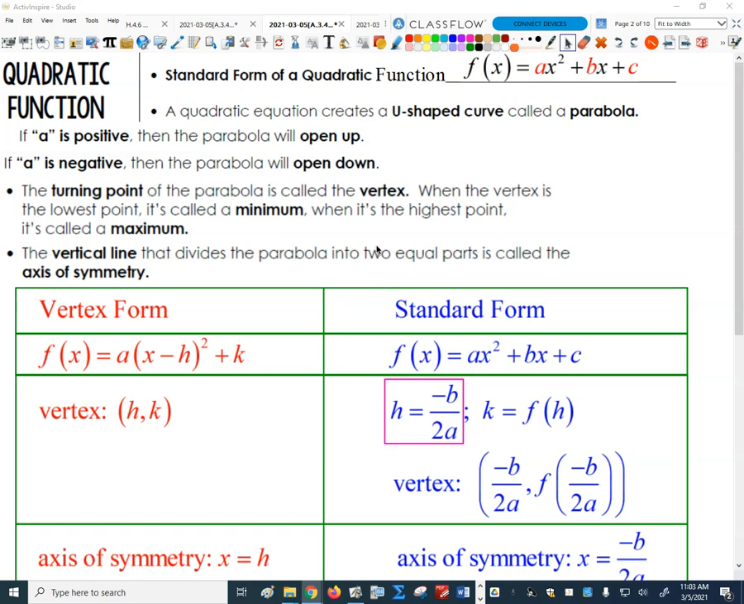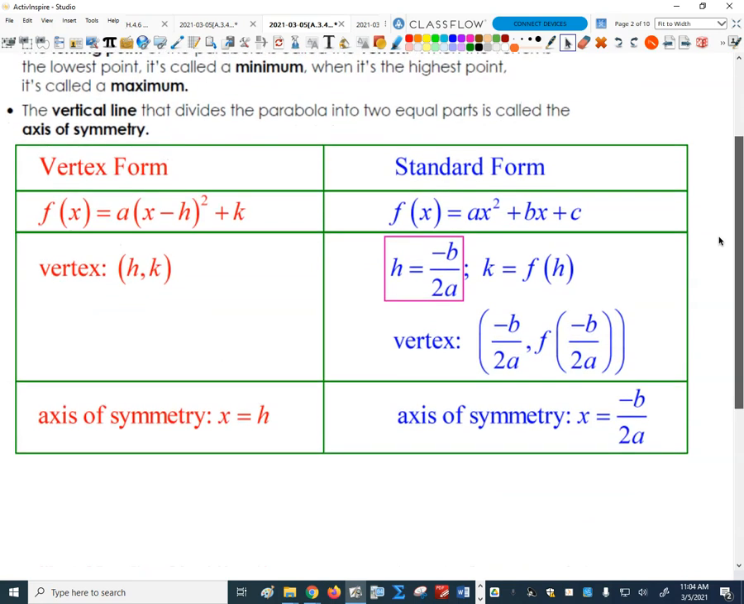Okay. We know that if a parabola opens upward, then the vertex ends up being the lowest point on the function, and that represents the minimum value of our function, right? The minimum y value, okay? If a parabola opens downward, then the vertex becomes the highest point on the parabola, and it represents the maximum value of the function, the maximum output or y value, right?